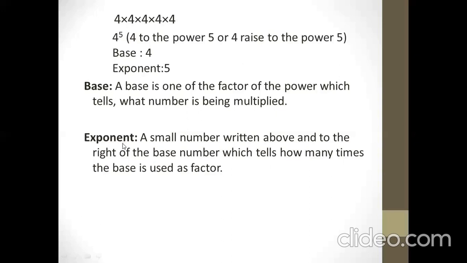Let's understand with another example. Here we have (a minus b) whole cube, right? Here we have a base in the form of two terms. a minus b is totally the base, and we have the exponent 3. And this is the expanded form. The base is used how many times? 3 times, meaning we have to multiply this a minus b 3 times, right?